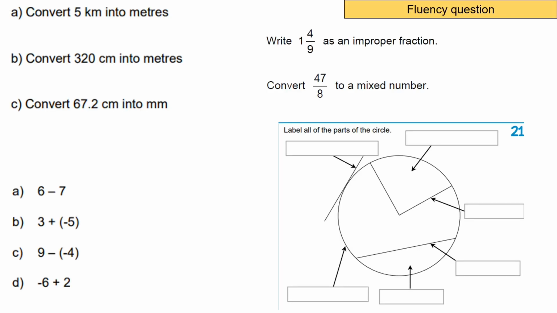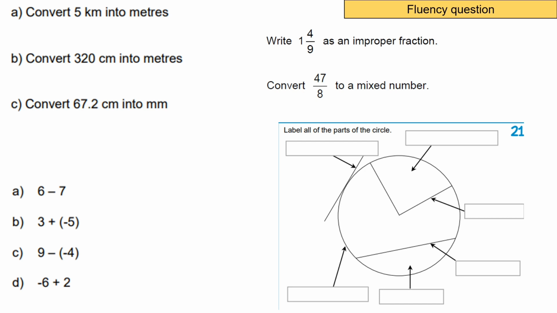So we're going to start off with some fluency questions, and we've got converting from kilometers to meters, centimeters to millimeters. We've got some negative numbers here, fractions and parts of a circle, so I'm just going to go through with you. Starting off from the top left-hand side, I'm just going to start off with the conversion of kilometers to meters. Let me just get up a pen.